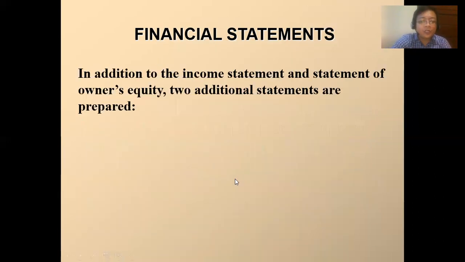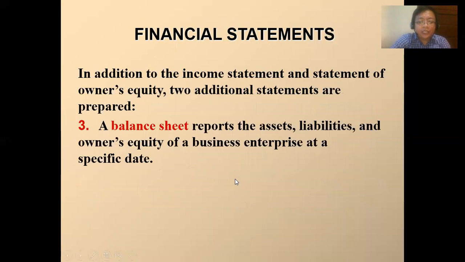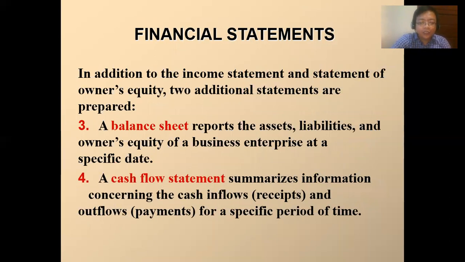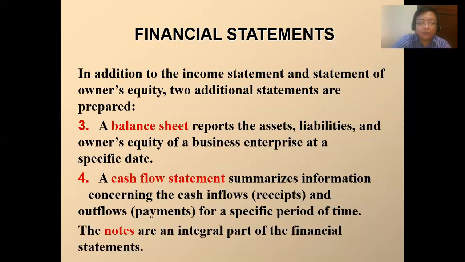Chapter 3 is all about the balance sheet or statement of financial position. It reports the assets, liabilities, and owner's equity of the business enterprise. You also have the cash flow, which summarizes the cash inflows and outflows for the specific period of time. And the last is the notes to financial statements, or notes to FS. It is also an integral part of the FS, because you need to summarize everything and include it in the notes to financial statements.